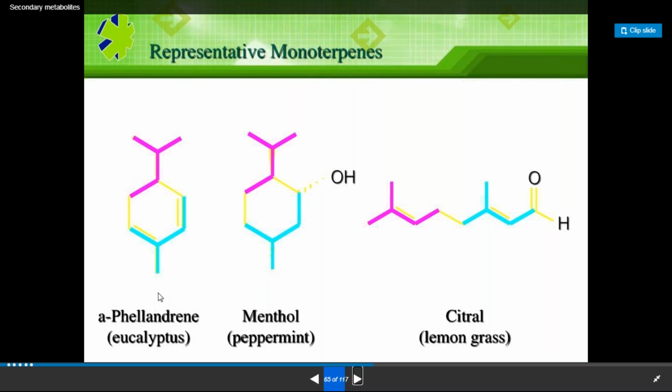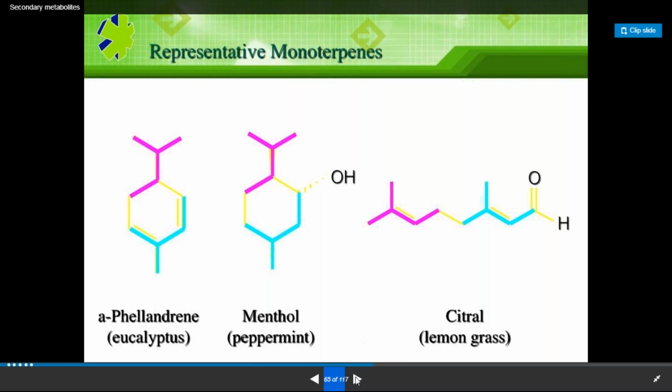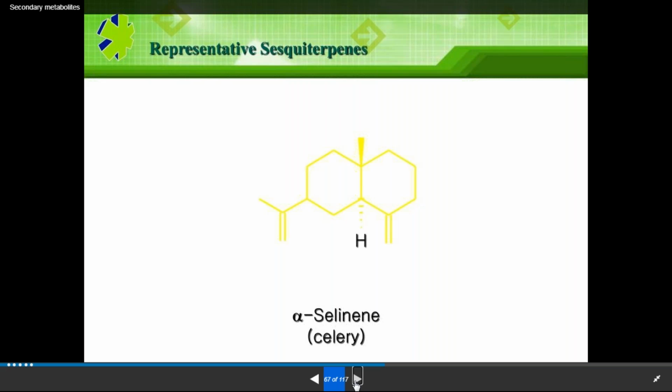Okay, so if you see alpha-phellandrene, how many C5 units are there in it? Two. One is pink color one, and one is a blue color one. So two C5 units are present. In menthol, two again. In citral, two again. The yellow color ones are nothing but double bonds present in them. So see, without bonds, it will look like this. With bonds, it will be a complete structure. Clear? Next, coming to sesquiterpene. So sesquiterpene means how many C5 units it should have?